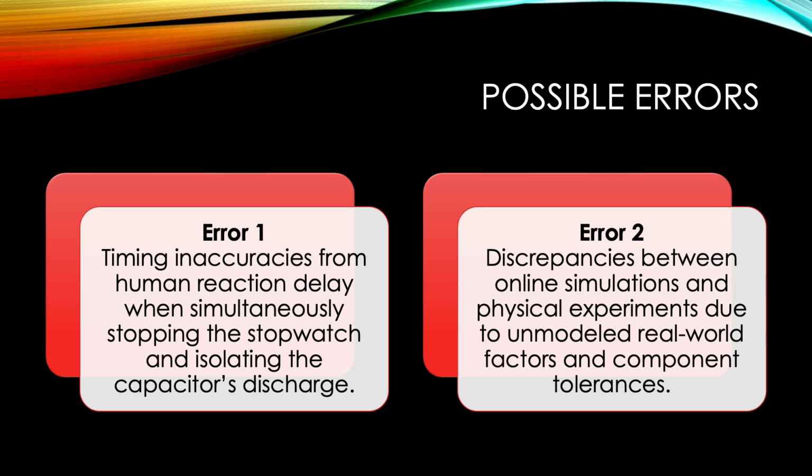Throughout this experiment, there could have been a range of possible errors. One error includes timing inaccuracies from human reaction delay, in simultaneously stopping the stopwatch and isolating the capacitor's discharge. The second error is the discrepancy between online simulations and physical experiments due to unmodeled real-world factors and component tolerances.